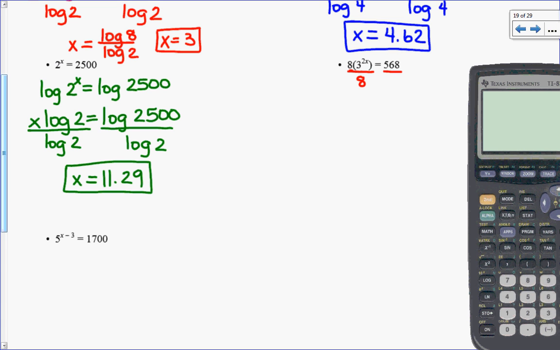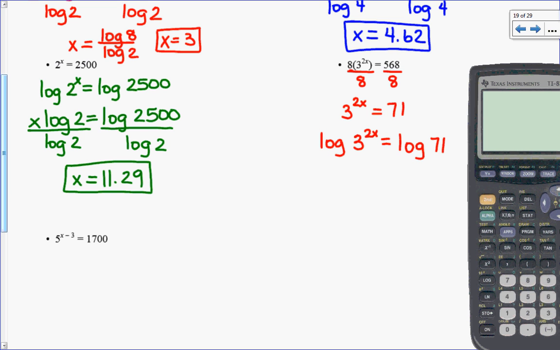But if I do it on one side, I have to do it on the other side to keep my equation balanced. When I do that, I have 3 raised to the 2x on the left side, and 568 divided by 8. If you plug that into your calculator, that's 71. Okay? Now I have 3 raised to the 2x equals 71. Now I just do what I did before. The log of the left side is going to equal the log of 71, the right side.